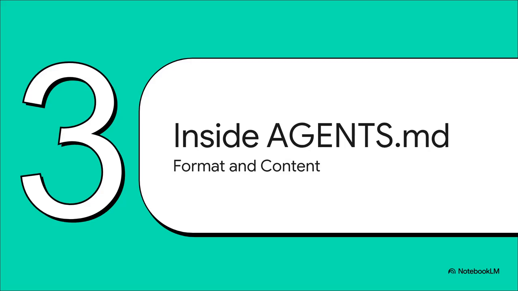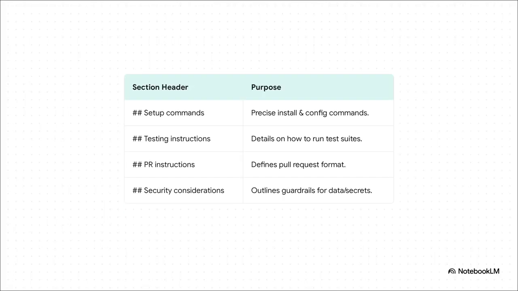Okay, so what's actually in one of these files? Like, what kind of information does an AI actually need to get the job done right? Well, the structure is, honestly, refreshingly simple. It just uses standard Markdown headers to break things up into logical sections. So you'll find things like precise setup commands, really detailed instructions on how to run all the tests, and even the specific rules for how to format pull requests. And really importantly, it has a whole section for security considerations, essential guardrails you absolutely need for any autonomous agent.